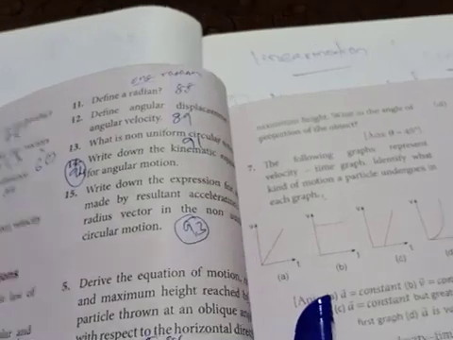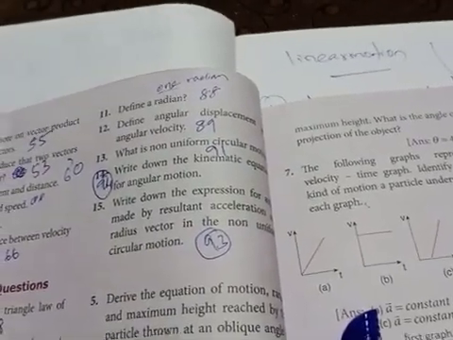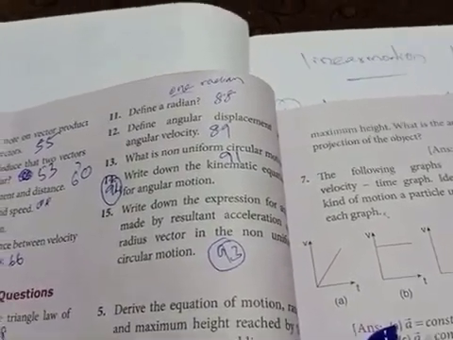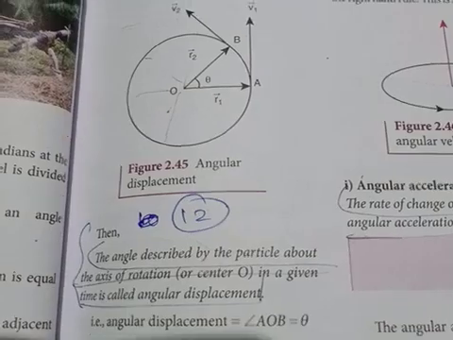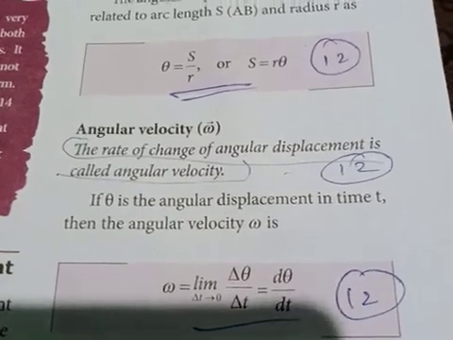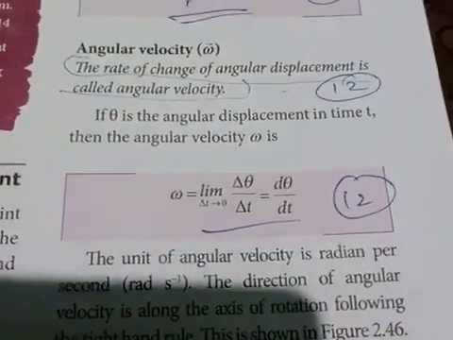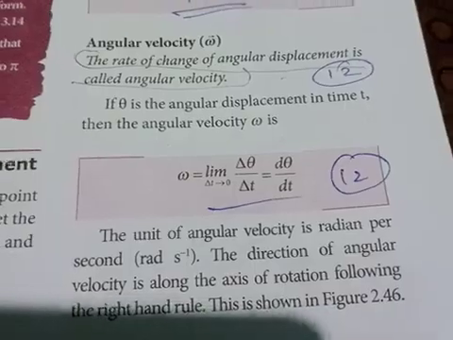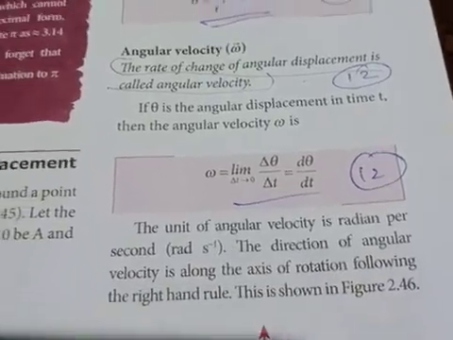Next question is define angular displacement and angular velocity. In page number 89 there are the angular displacement definition and its formula, theta is equal to s by r, s is equal to r theta, and the angular velocity definition and its formula. So in page number 89 you can note it down.